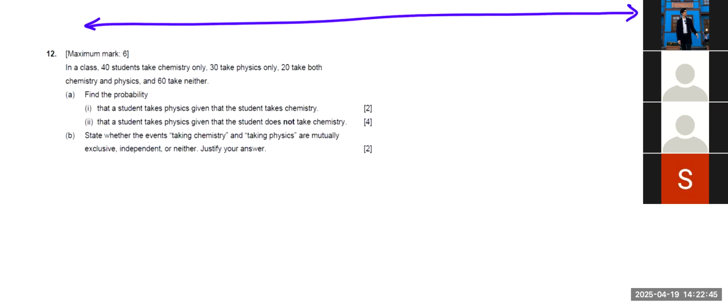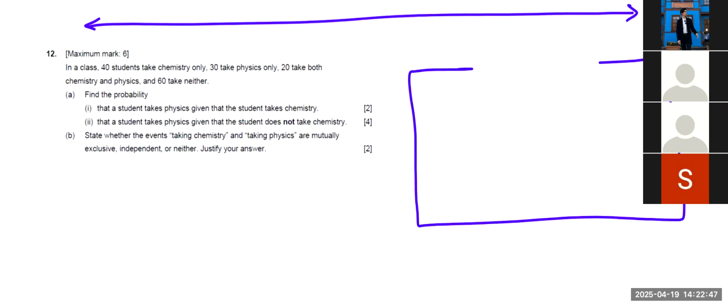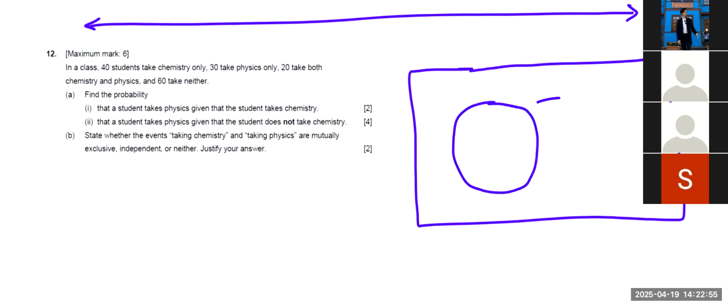So we have a bunch of students. 40 take chemistry, 30 take physics only, 20 take both, and this is very easy actually because they made it for you. So physics, chemistry, and this is the universal set. We can call it like this. Okay, so what should I put where?